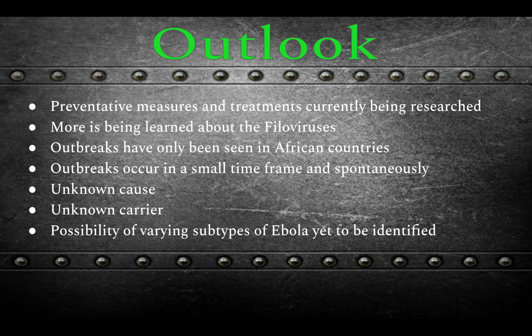The number of outbreaks is generally small and they are usually contained within African countries, and also do not last very long. The cause of these outbreaks, however, is still unknown and they happen rather spontaneously. There is also possible evidence of the emergence of varying subtypes of Ebola yet to be identified. While unknown to us now, the filoviruses may one day be less of a mystery and provide the necessary information to save lives and eradicate the diseases caused by the filoviruses.